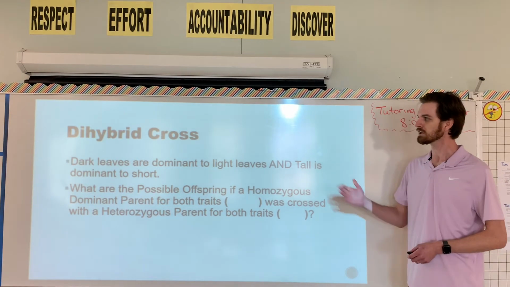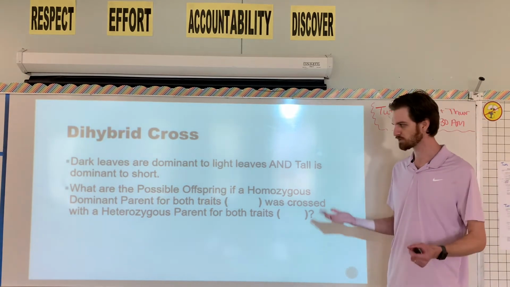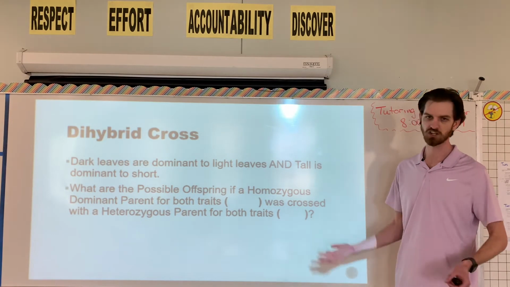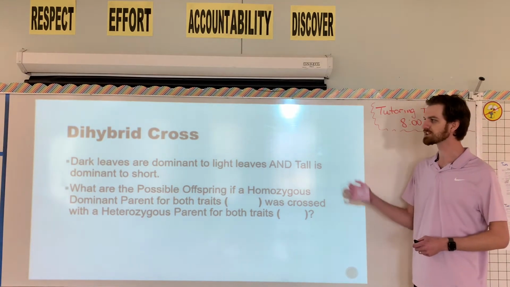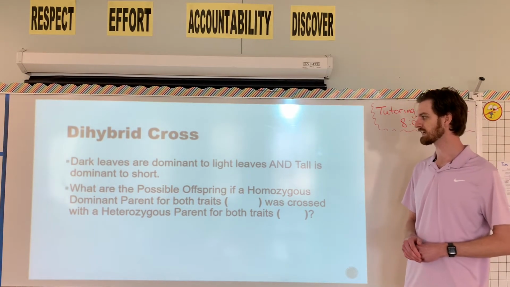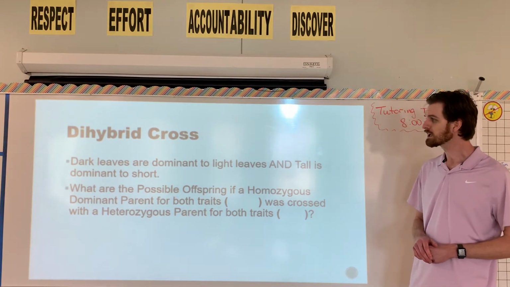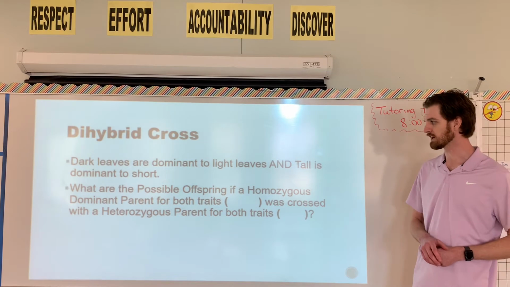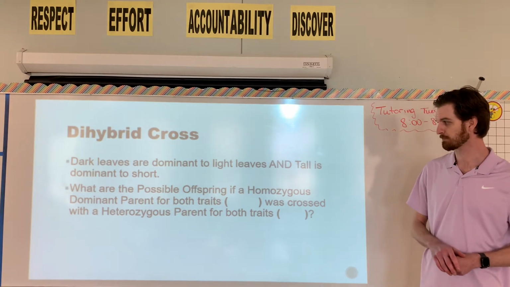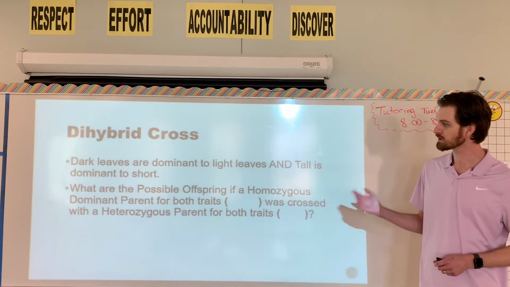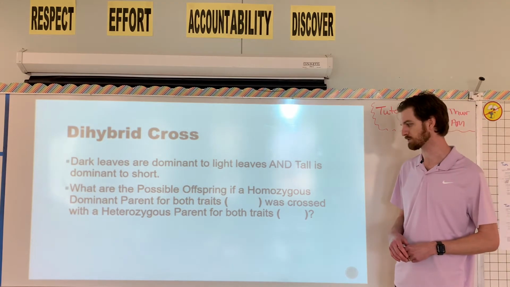All right, let's look at dihybrids. This is another one that kind of trips some students up. So we got all the tricky stuff today. So let's say that we have dark leaves are dominant to light leaves and tall is dominant to short, okay? So what are the possible offspring of a homozygous dominant parent for both traits that was crossed with a heterozygous parent for both traits? Right?